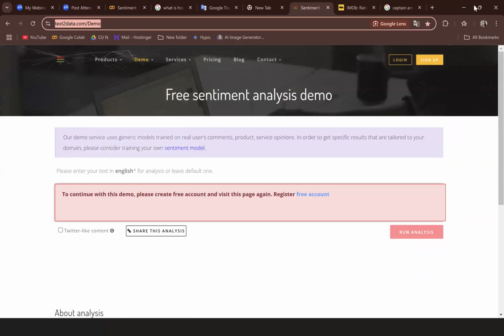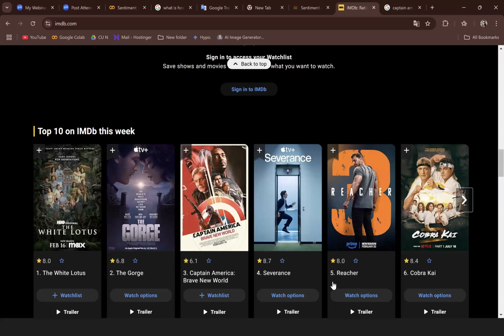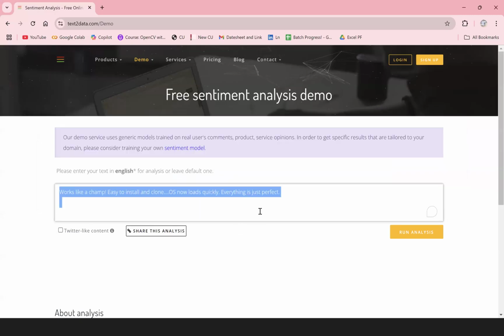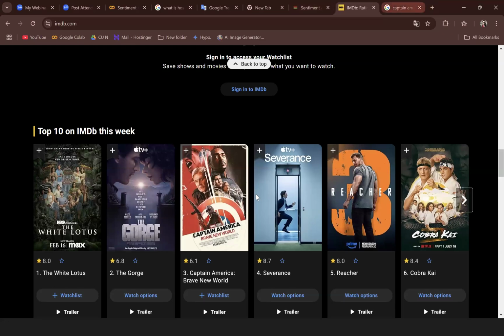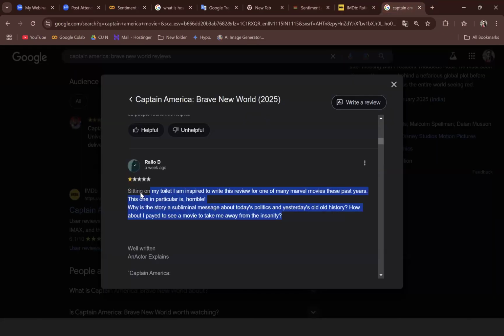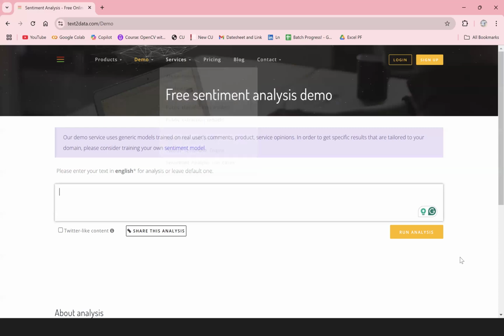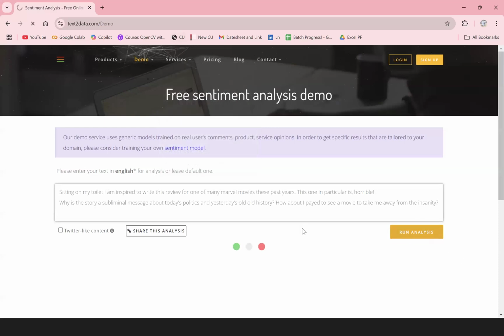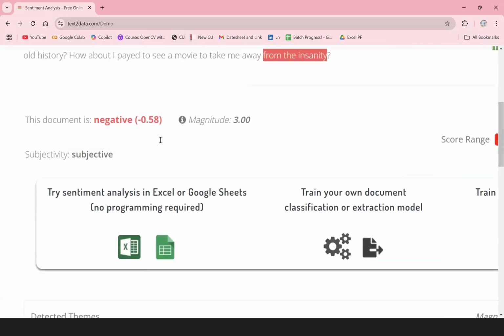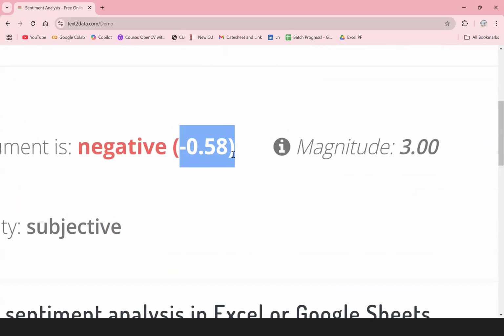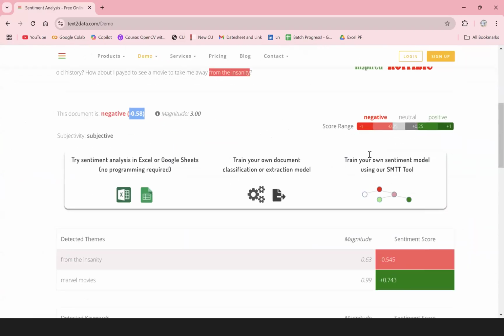I think the free version got exhausted. So I'll use the next version. See, same review. I'll just copy it here once again. Run analysis. See, negative 0.58. And you can see the scale also.